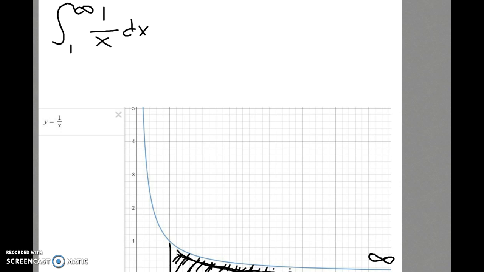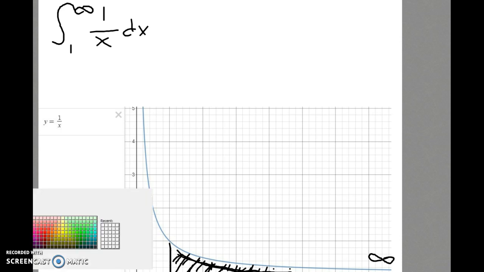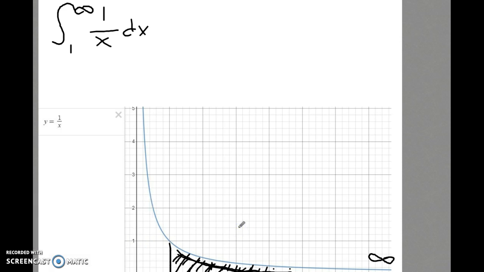Okay, but anyway, so that integral, you can think of it as representing this area. That's an unbounded region. So if it's an infinite region, we can't really talk about the area of that region. But what we could do is set up a right-hand boundary over here. Let's call it t, and then take the limit as t approaches infinity.